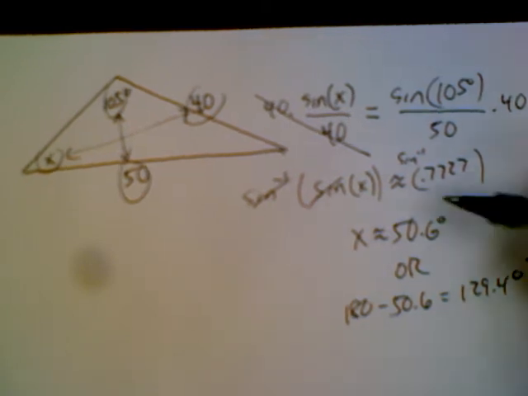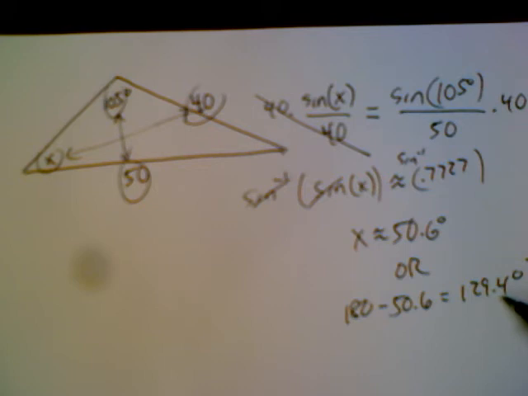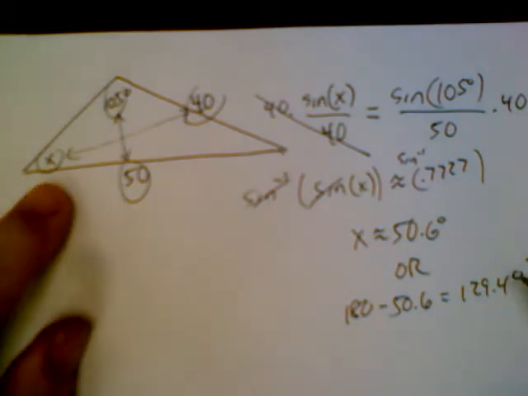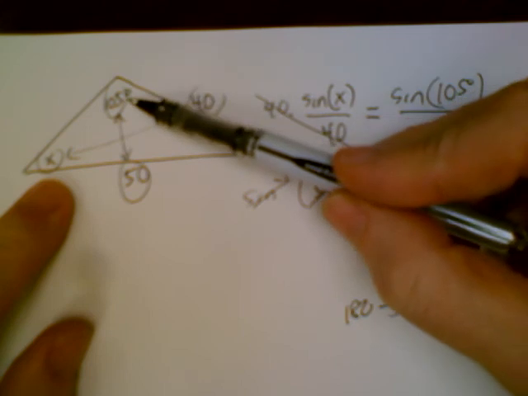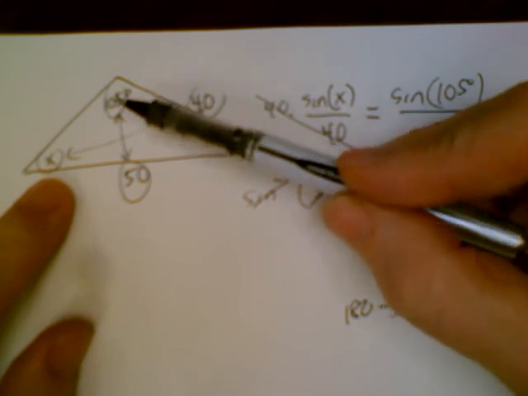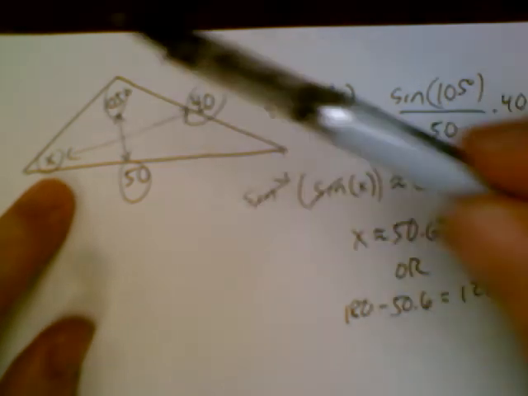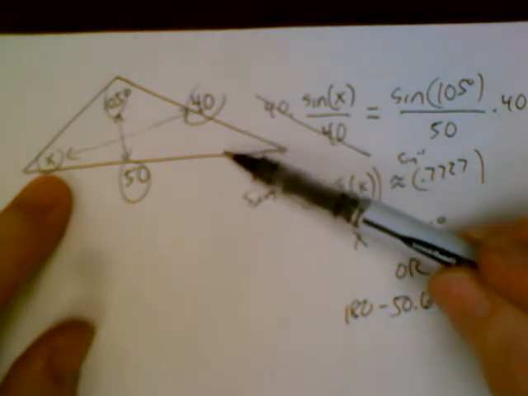I guarantee you the acute angle answer is a good answer if you've done your work correctly. What about the obtuse angle, 129.4? Go back to the diagram. We already have 105 degrees worth of angles in this triangle. We don't have room for another angle that's 129.4. That would be way over 180, and we would not even have included this angle over here. So this 129.4 doesn't fit.